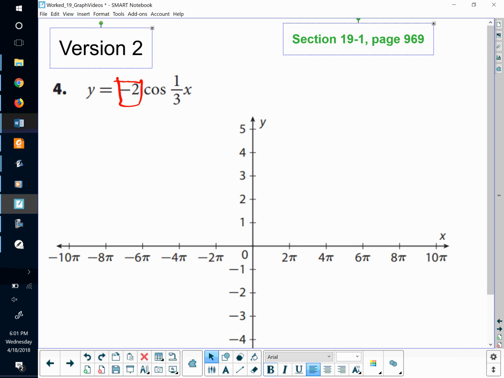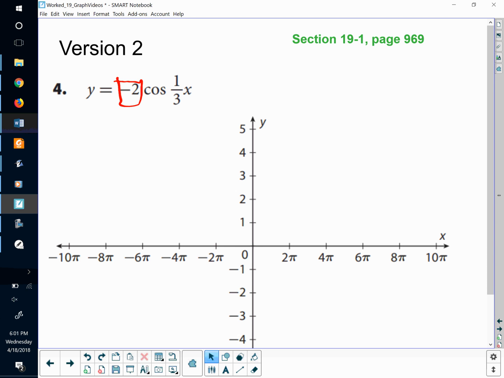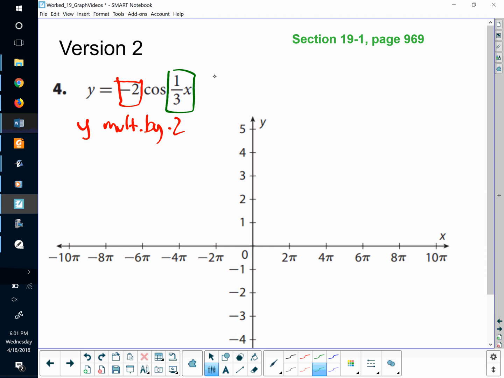This is telling me that the graph is reflected over the x-axis and has an amplitude of 2. The y's are multiplied by negative 2. This is telling me the x's are multiplied by 3. It's a stretch in the x direction. Same way as before, the x's are transformed.